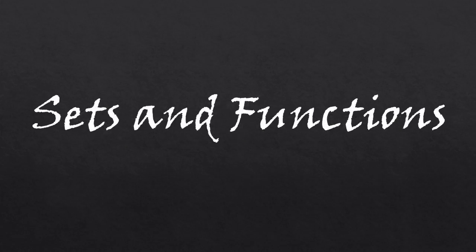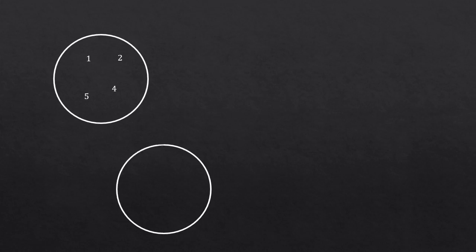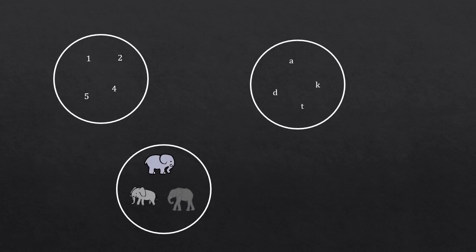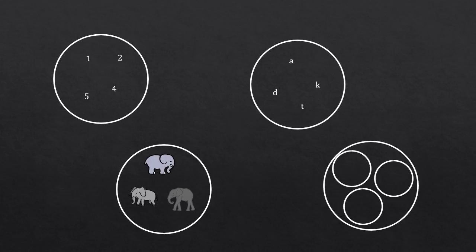Today, I will give an introduction to some of the basics of set theory, a system which underpins all of modern mathematics. Firstly, we ask, what is a set? Simply put, a set is a collection of things. We can have a set of numbers, a set of elephants, a set of letters, even a set of sets.